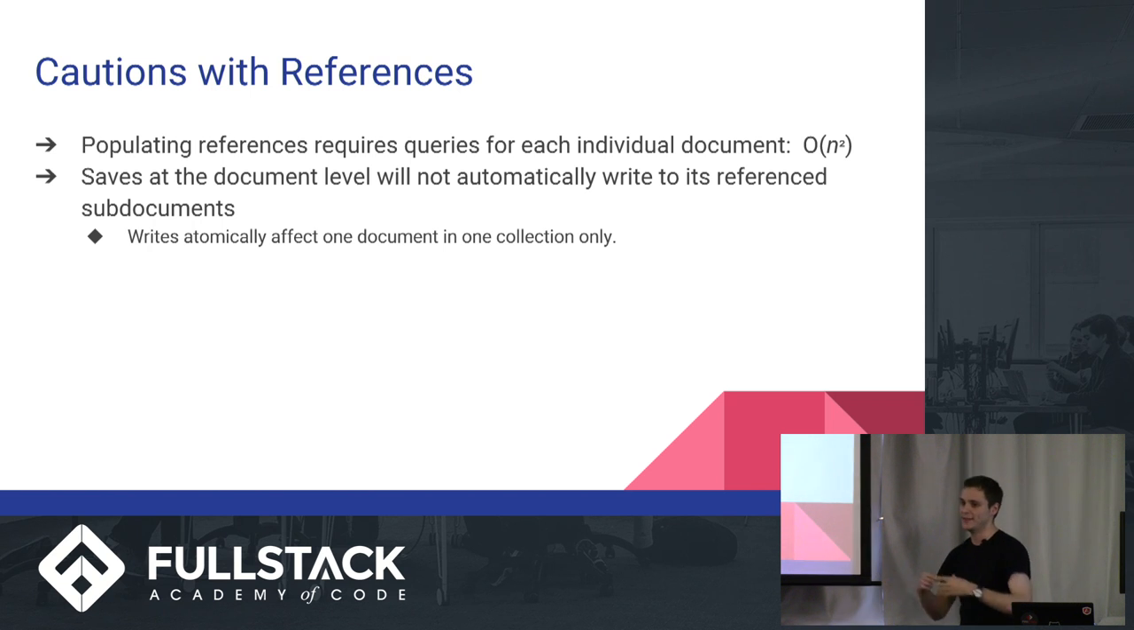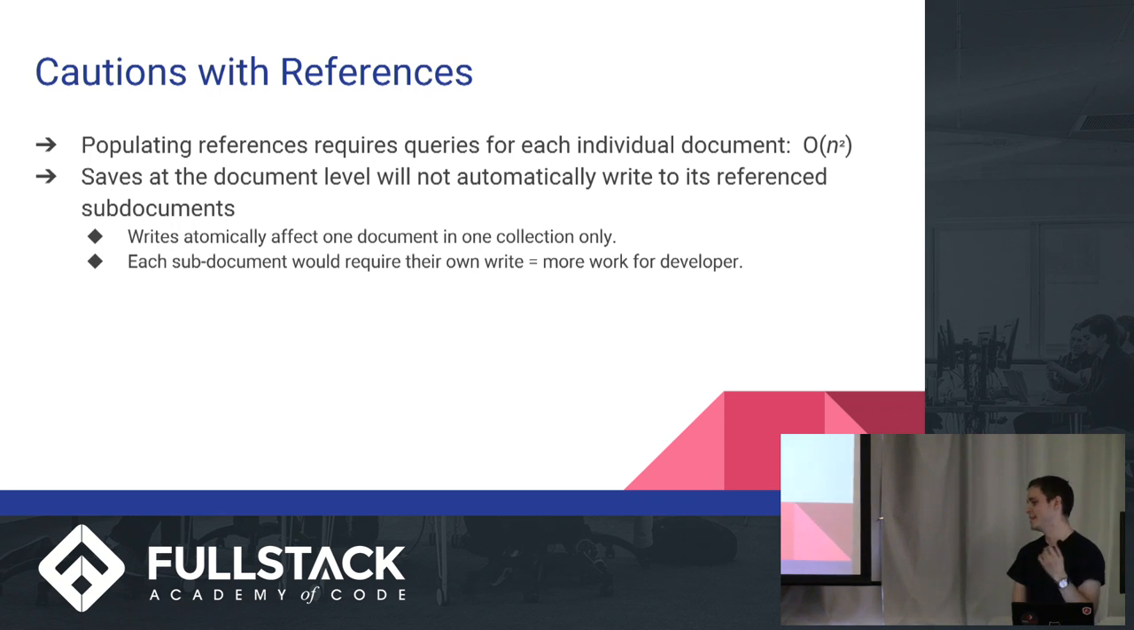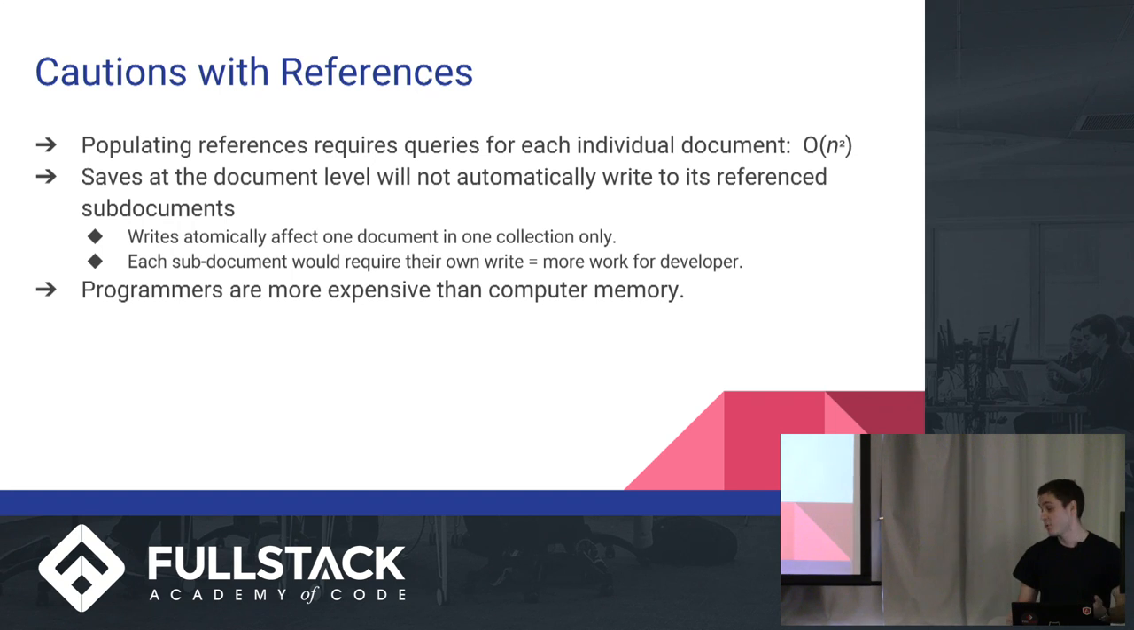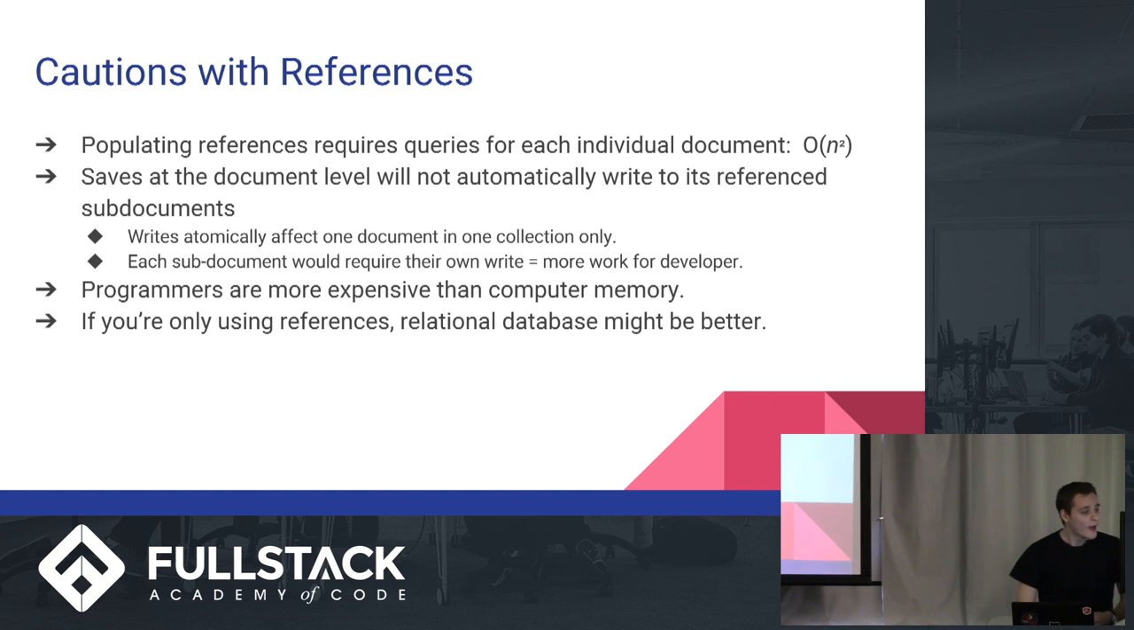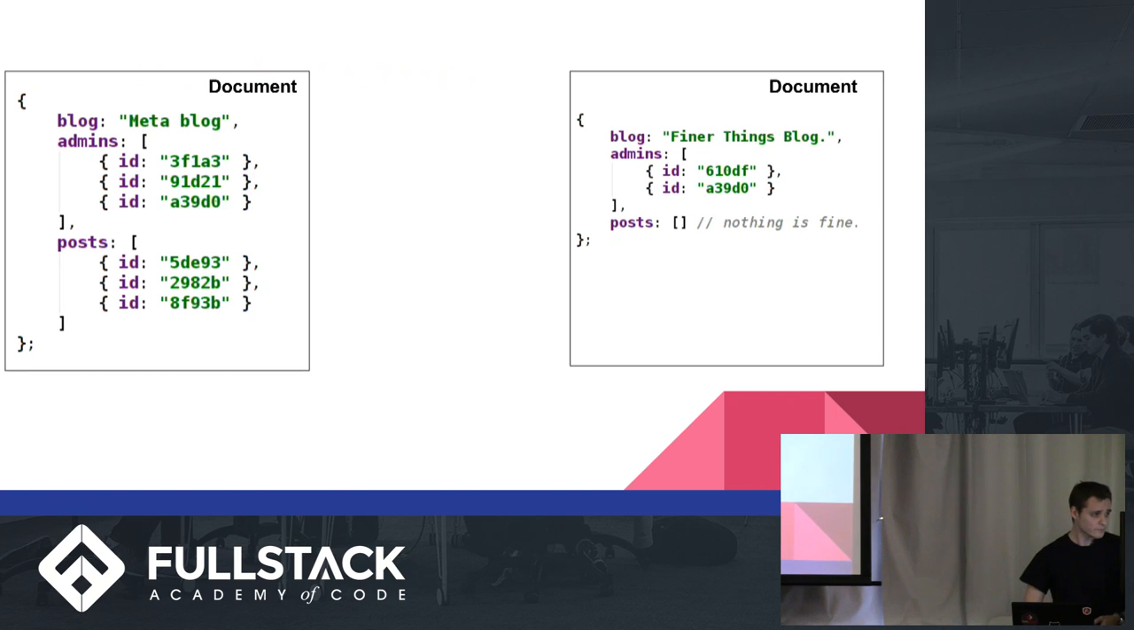So if we are pulling a document and getting references and modifying things within those subdocuments and save at the document level, we cannot assume that our subdocument information is saved. We would need to build in additional logic to save those subdocuments. And in this day and age, programmers are just more expensive than computer memory because, well, let's face it, we're pretty awesome people. If you're using references as well, a relational database might just be better because that's what a relational database is kind of for, like SQL. It is not really taking advantage of all the different options that Mongo has to offer.